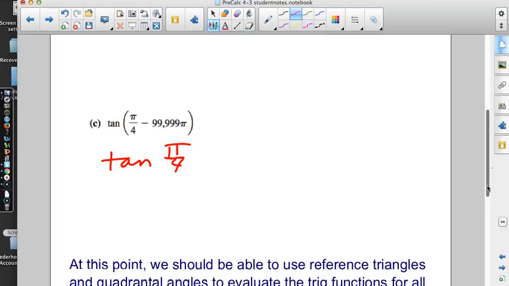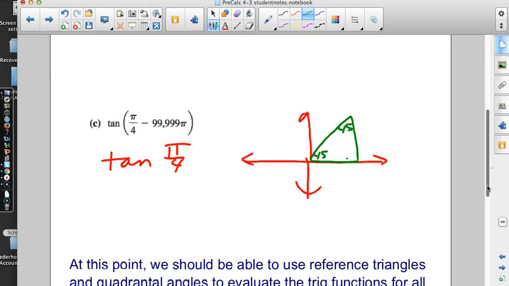Pi over 4. Think in degrees. Do you remember your sides? 45. 1, 1, square root of 2 in the triangle game. There we go. All right, so we need tangent. 1.